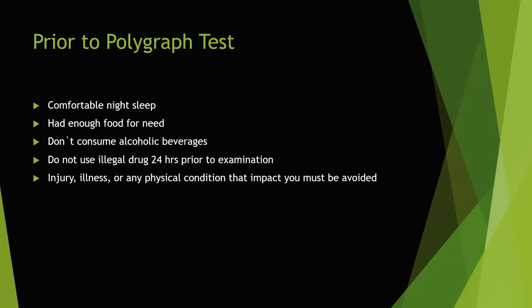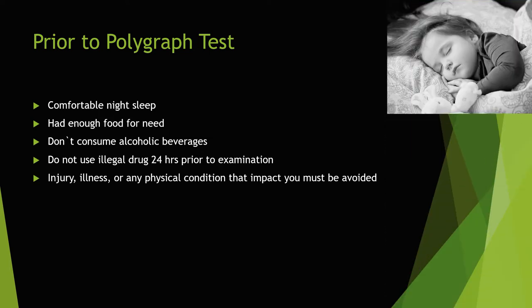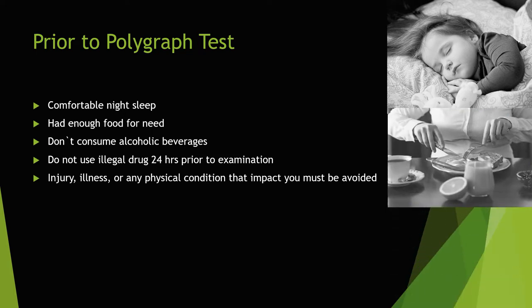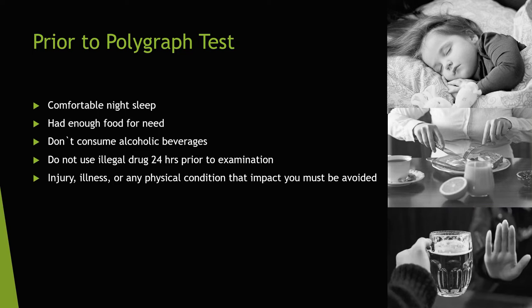What should be the requirements when we want to have an ideal polygraph test? The suspect should have had a comfortable night's sleep, should have enough food for his daily need, and should avoid alcoholic beverages and illegal drugs for 24 hours prior to the examination. If the person is injured or has some physical disturbance, the test must be avoided and delayed until the person is completely normal, so that the reliability of the test can be increased.